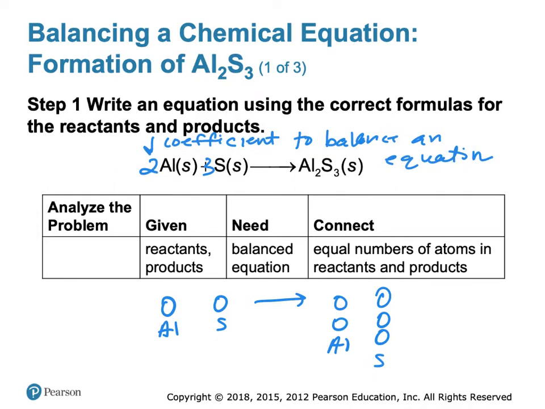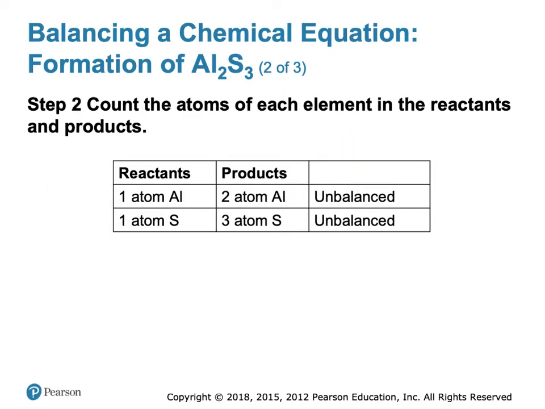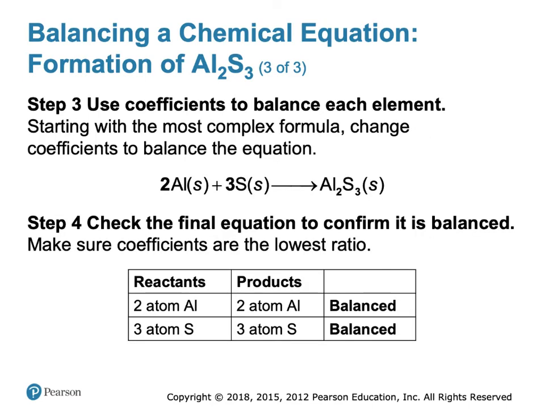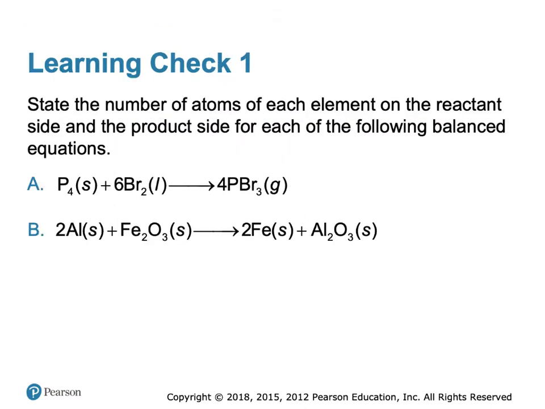Okay. So if we look here, this summarizes what I wrote previously, that the reaction was unbalanced as written. Right? And we're going to use a coefficient to balance each element. And then you can check the final equation to confirm it is balanced. And so once we add the 2 and the 3, we have a balanced chemical equation. So let's do this learning check.